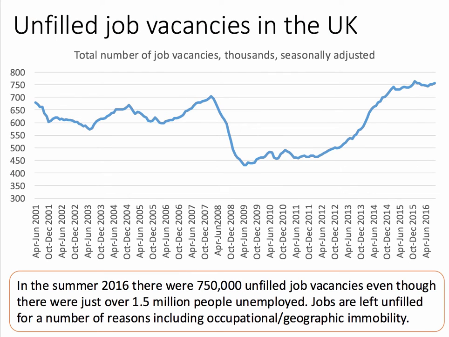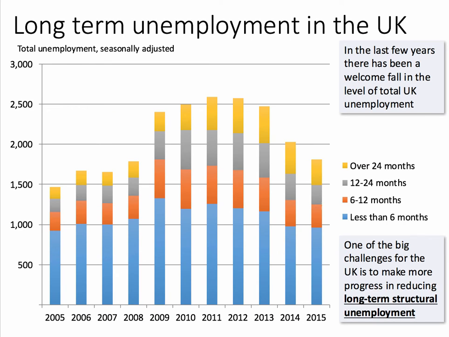In the UK in the summer of 2016, despite unemployment falling below 5% of the labour force, there were still 750,000 unfilled job vacancies. And occupational, as well as geographical immobility, must lie at the heart of that factor.